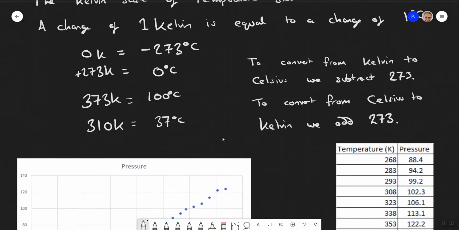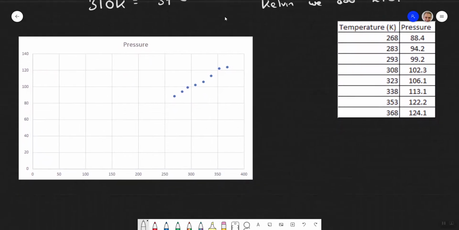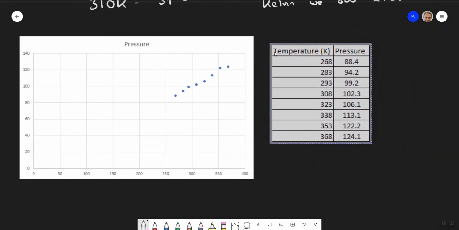Now, what this means is we can redraw that graph. And this time, what I've done is I've added 273 to all the numbers. They're the same numbers as they were. It's the same graph. It's the same data. But I've done it in terms of Kelvin. This axis is temperature in Kelvin, and this is pressure in kilopascals.